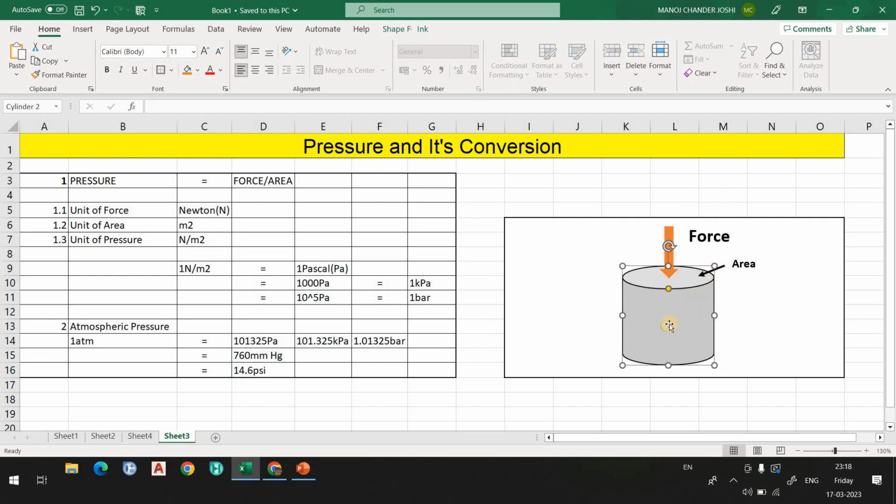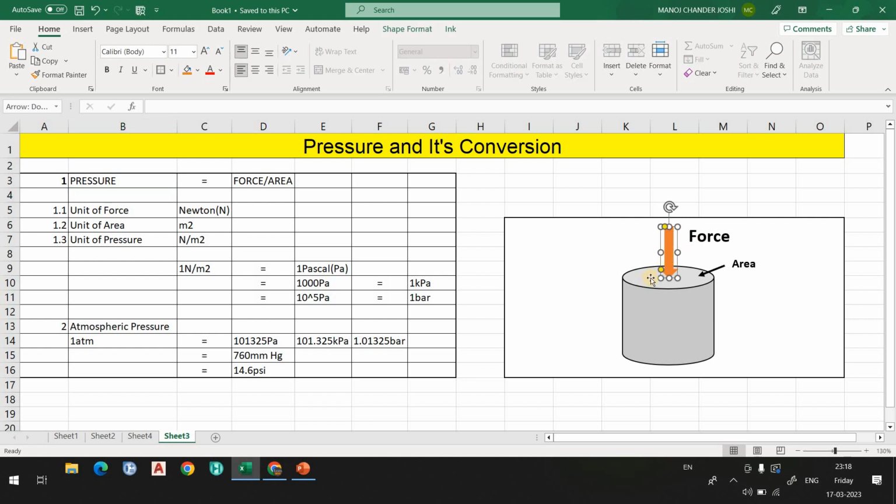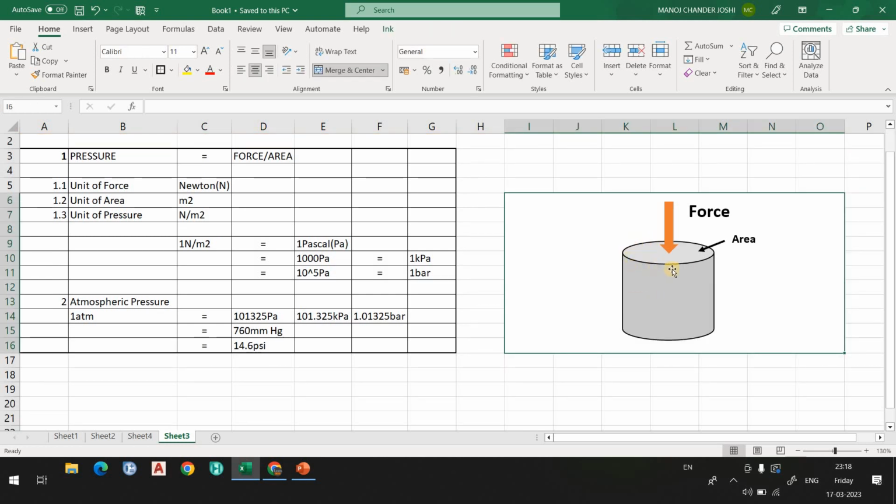Let's suppose this is your tank, and this is the force which is going to be applied on this tank, and this is your area. So what is the pressure basically? Pressure is force divided by area, right? So this is the pressure. Pressure is your force divided by area. Okay, this one will be your area.